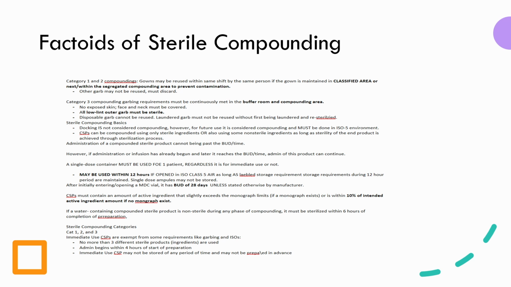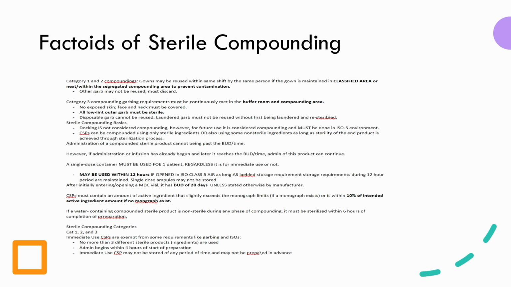A compounded sterile product cannot be administered beyond the beyond use time. So usually, in order to prevent that, if you work in a hospital, they'll probably pull it 4 hours in advance or even an hour in advance to make sure that you're not giving it to the patient. But if the administration or infusion has already begun and later it reaches the beyond use date and time, then the administration of this product can continue. That's the thing about that.